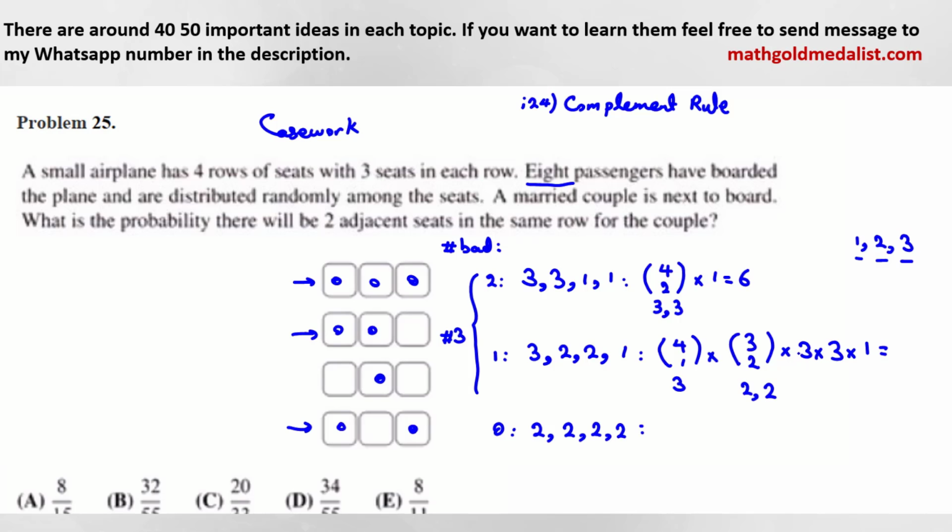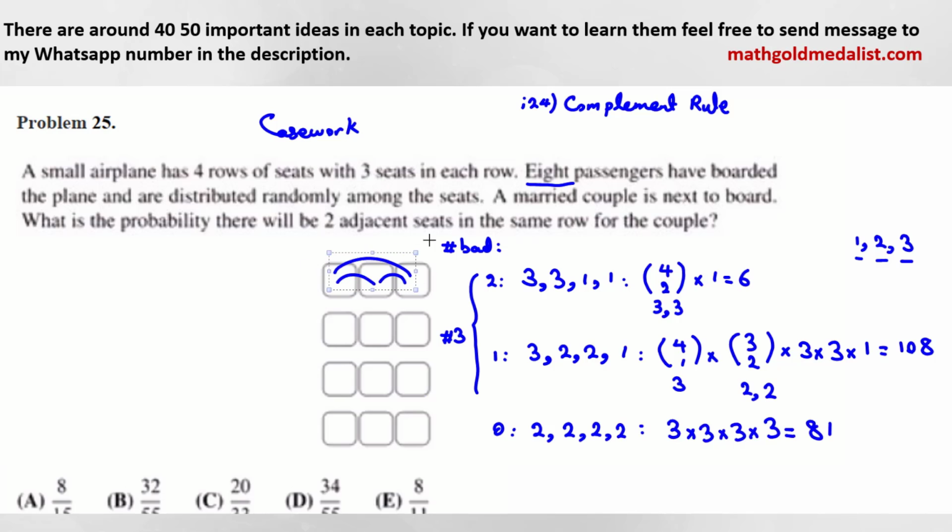So 4 times 3 is 12. 12 times 9 is 108, okay? So let me erase these things. That's true. Now 2, 2, 2, 2. For each of them, we have 3 options: this one, or this one, or this one. So it will be 3 times 3 times 3 times 3 for each row. So it will be 81.